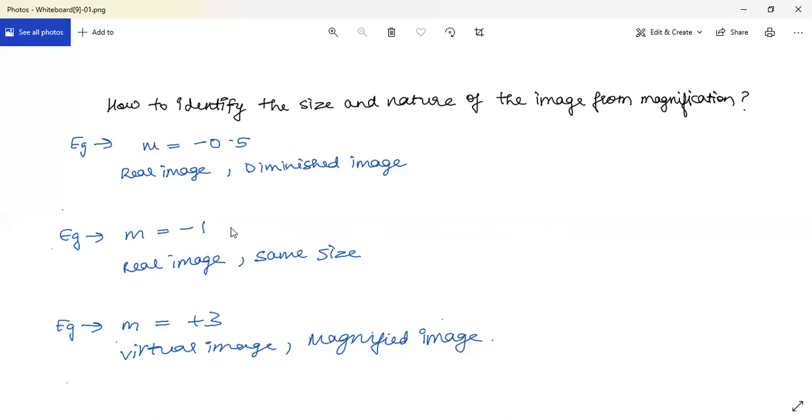So how do you identify? Basically, when you have to identify the nature and size from the magnification, you first just see the sign and then just the value. That's it. So like here they've given minus 1. You just see the sign first. So it's minus. So real image. And then you just see 1. 1 means same size. So you get the answer like that. Here, m = +3. So plus means virtual image. And 3 is greater than 1. So it'll be a magnified image. Okay.